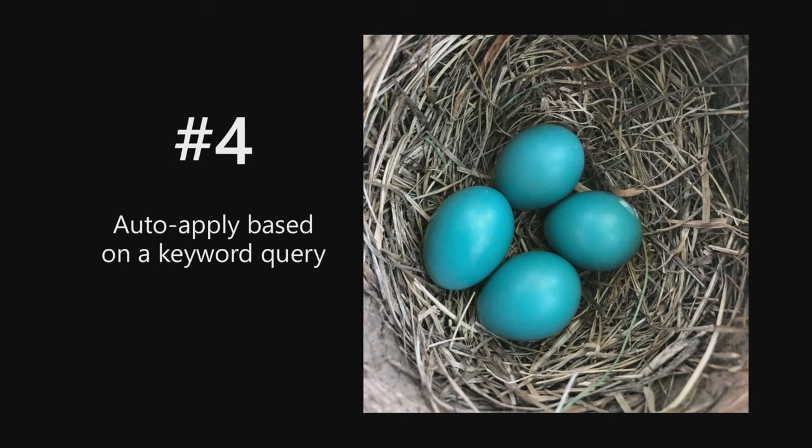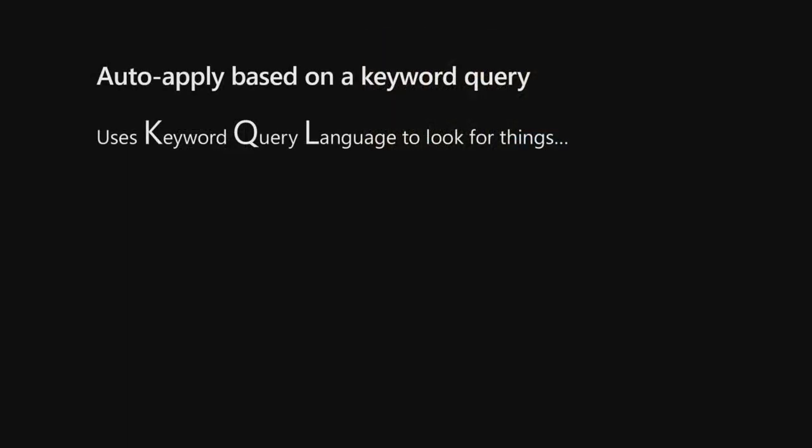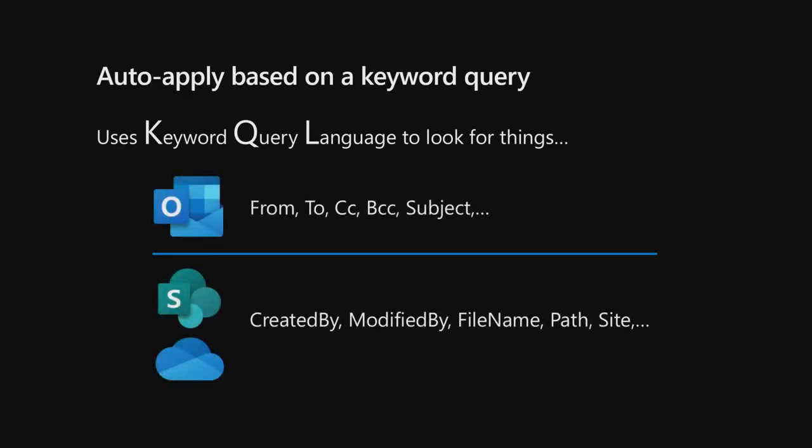Number 4, auto-apply based on a keyword query. A keyword query in Office 365 looks for certain things. It looks for words, it looks for phrases, it looks for searchable properties. A searchable property is anything where the queryable attribute is set to yes in the search schema. So examples of this: on the Outlook side, it's from, to, CC, BCC, subject, and then you can look at the path or the site or the file name in SharePoint or OneDrive.